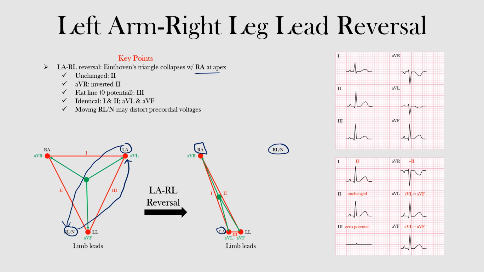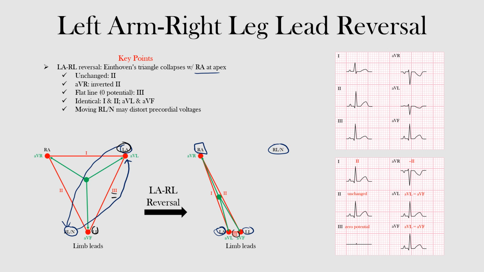Now the left arm and the left leg are recording identical voltages, making the difference between them negligible. That is, lead 3 becomes a flat line with zero potential. So let's look at this. We have the left arm, which is now down here, and the left leg. Notice what's between left arm and left leg is lead 3. So lead 3 now becomes in this position.